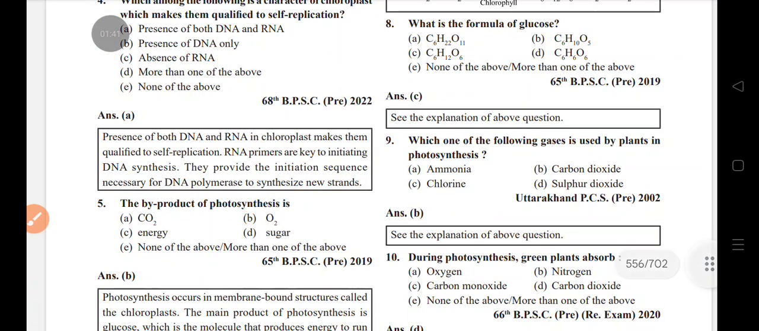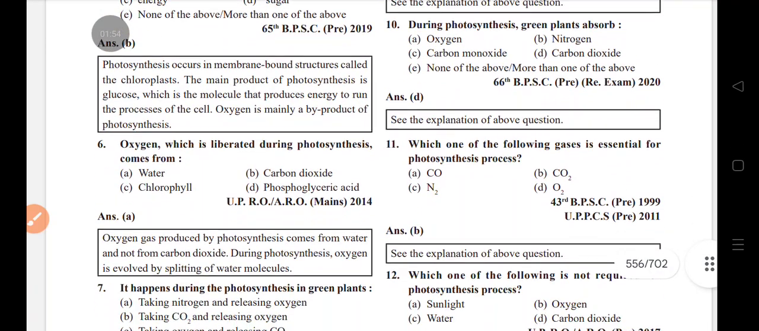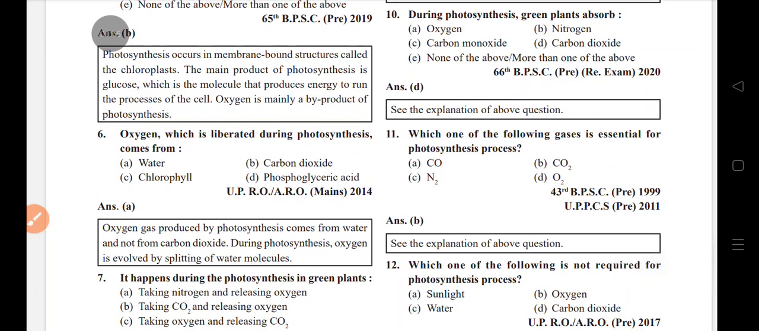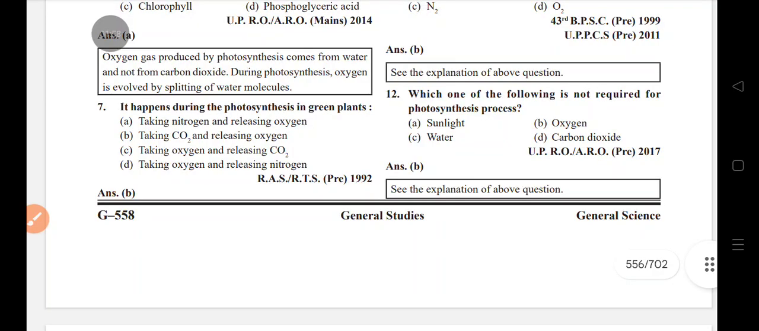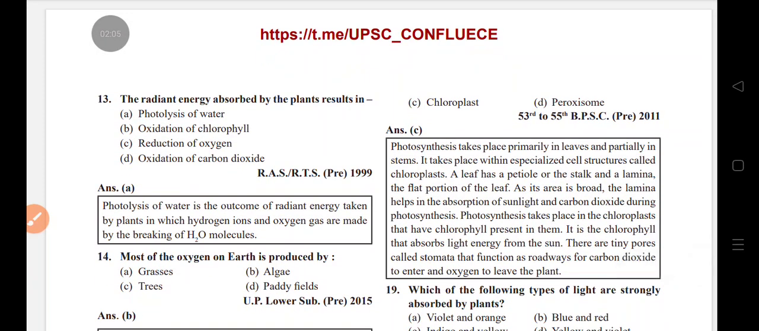What is the formula of glucose? C6H12O6. Which one of the following gases is used in photosynthesis? Carbon dioxide. During photosynthesis, green plants absorb carbon dioxide. Which one of the following gases is essential for photosynthesis? CO2. Which one of the following is not required for the photosynthesis process? Oxygen. Radiant energy absorbed by the plant results in photolysis of water.